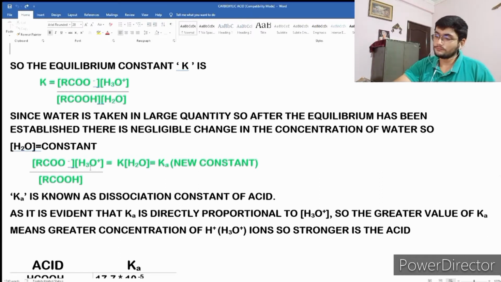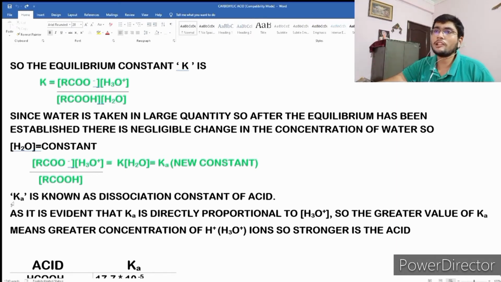So by knowing the value of Ka, we can check whether the concentration of hydronium ion is more or less, because if the value of the dissociation constant is high, that means the concentration of hydronium ion is also high, that means the acid is strong. And if the value of the dissociation constant is low, the concentration of hydronium ion is also low, so that means that the acid is weak.